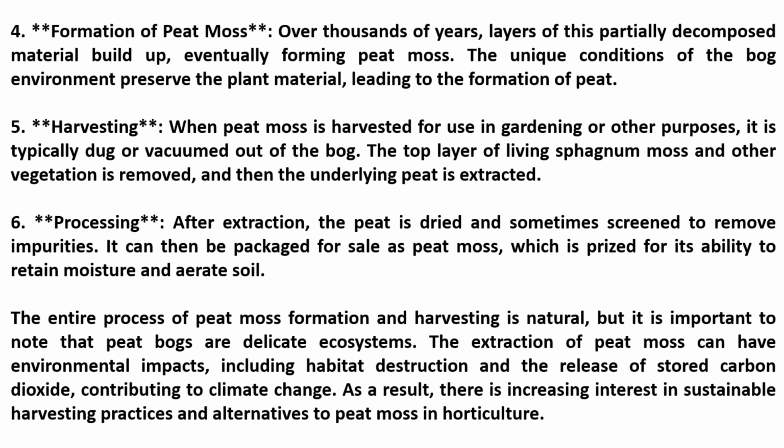5. Harvesting. When peat moss is harvested for use in gardening or other purposes, it is typically dug or vacuumed out of the bog. The top layer of living sphagnum moss and other vegetation is removed, and then the underlying peat is extracted.